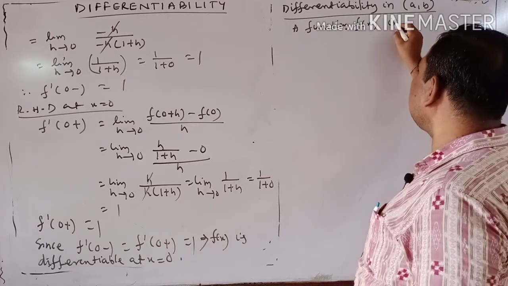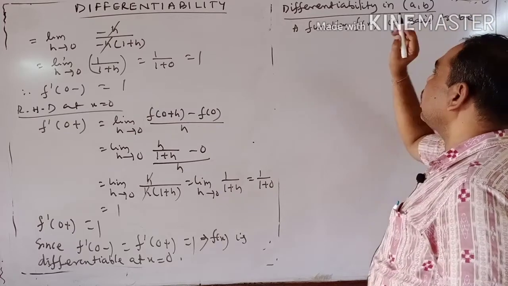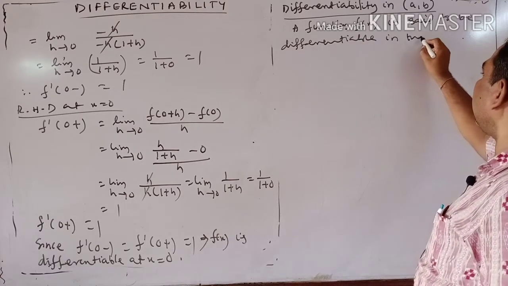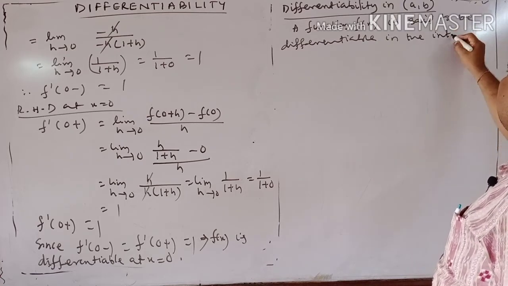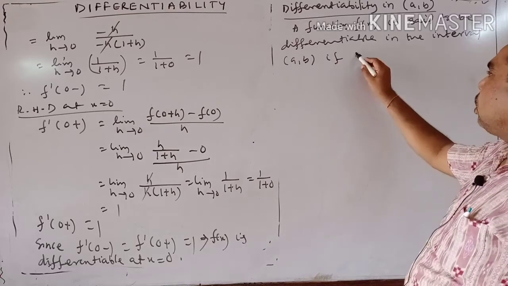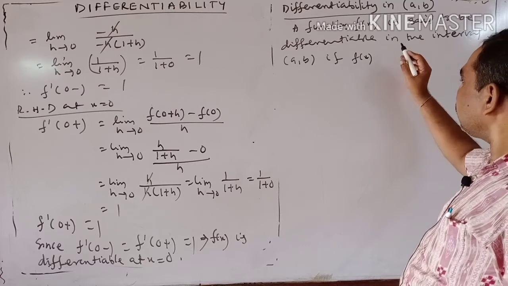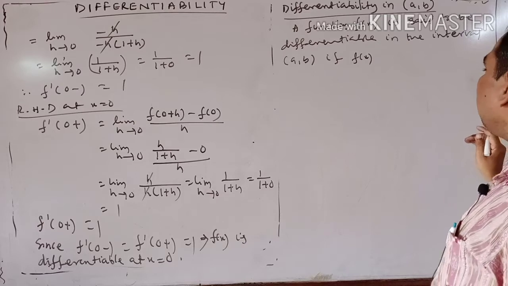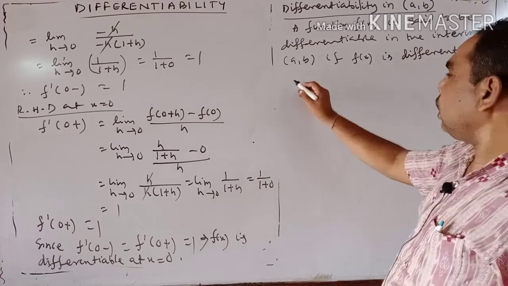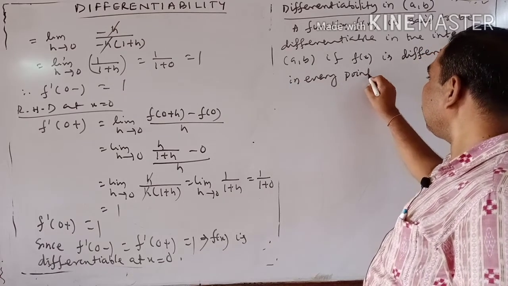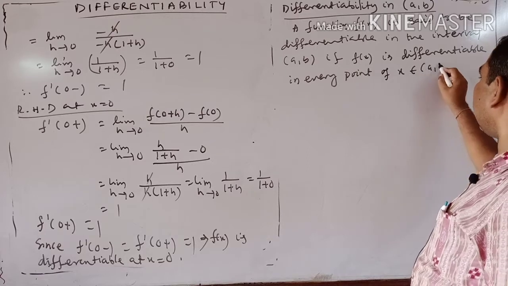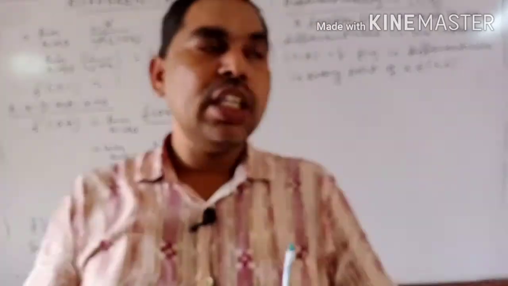A function f of x is said to be differentiable in the interval a comma b if f of x is differentiable at every point. If every point x belongs to the open interval a comma b, then f of x is differentiable in the open interval a comma b.